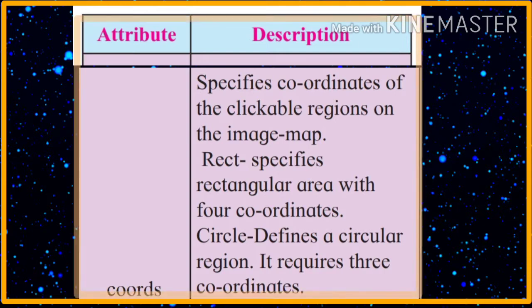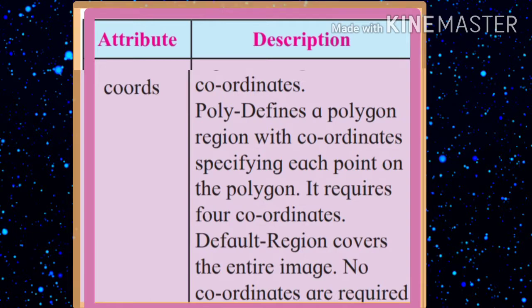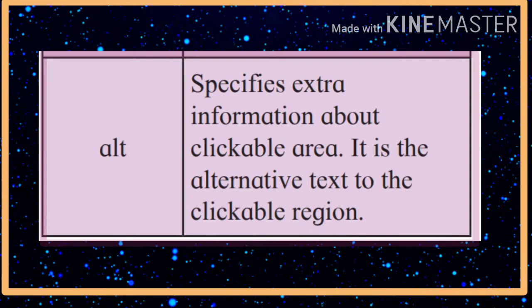It specifies coordinates of the clickable regions on the image map. Rect specifies a rectangular area with 4 coordinates. Circle defines a circular region. It requires 3 coordinates. And poly defines a polygon region with coordinates specifying each point on the polygon. It requires 4 coordinates. Default specifies a region covers the entire image. No coordinates are required. And the last property is alt.